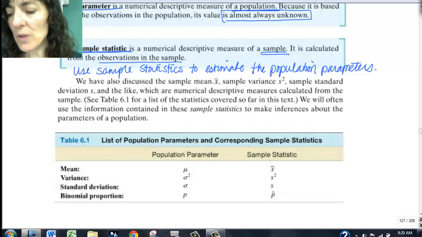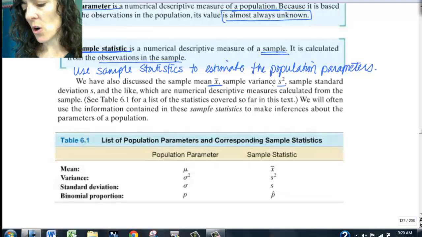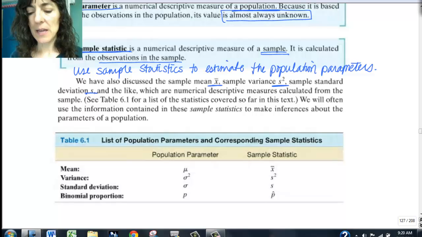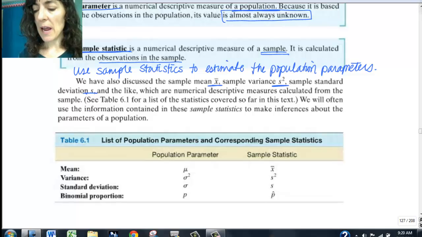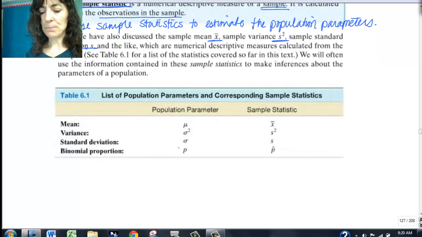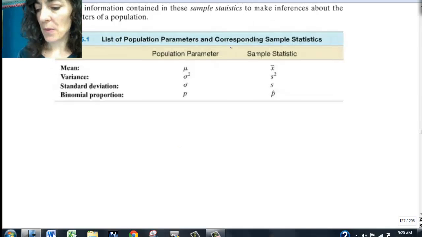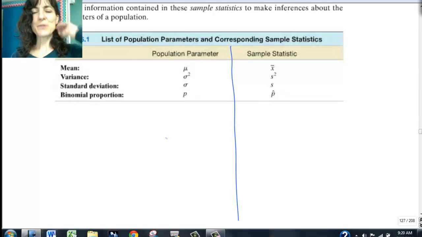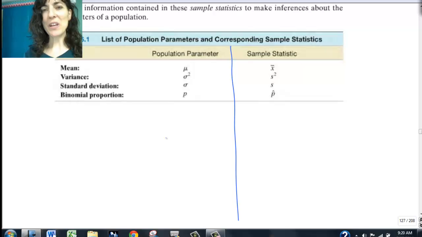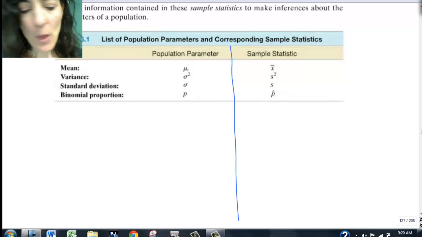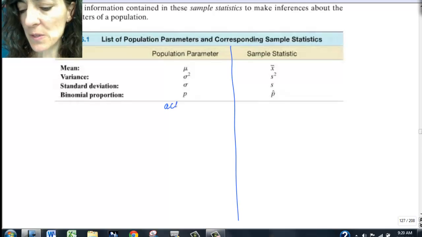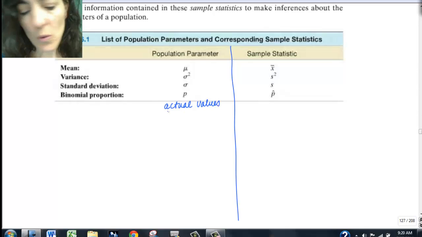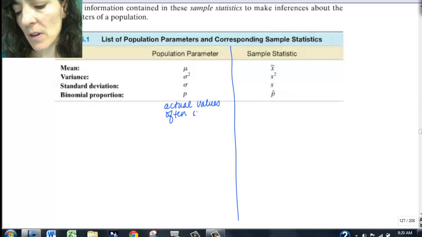Okay, so we've already talked about X bar and S squared, the variance, and S, the sample standard deviation. We've used those earlier in the course, and we're just going to compare these a little bit and talk about them. This population parameter, here are the variables that we use for them, and I know you guys are really good at remembering which is which, but these are actual values for the whole population, and it's often unknown.